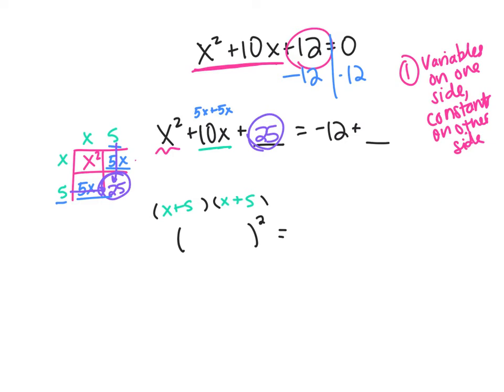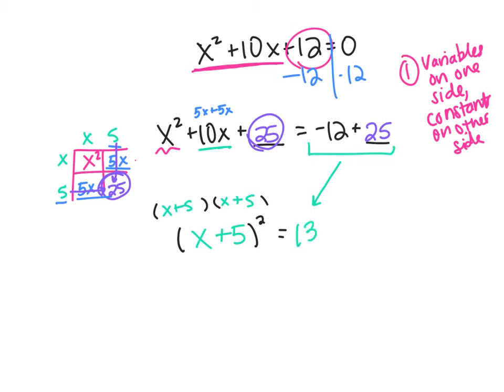So that means if we simplify this out, the factors x plus 5 and x plus 5, well, that's the same as saying x plus 5 squared. And now whatever we add to one side of the equation, we have to add to the other side of the equation. So now if we simplify this out, negative 12 plus 25 is a positive 13.